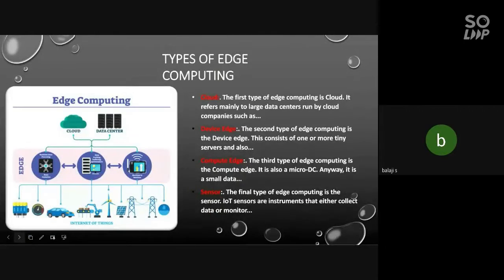Types of edge computing. The first type of edge computing is cloud. It refers mainly to the large data center run by a cloud company. The second type of edge computing is device edge. It consists of one or more tiny servers. Computation is called the third type. It is also a micro DC. The final type is sensor: an IoT sensor or instrument that either collects the data or monitors.